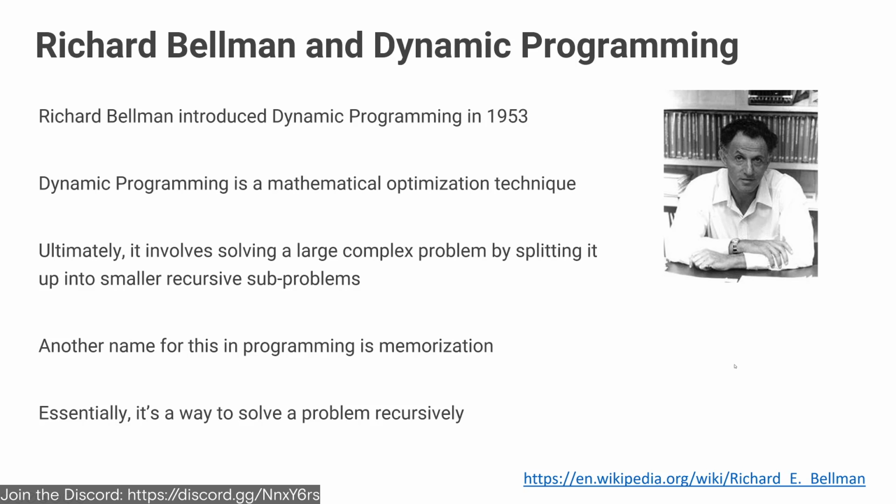So first, let's talk about Richard Bellman. Richard Bellman introduced this concept of dynamic programming back in 1953. He was an applied mathematician and had a really big impact, obviously in applied mathematics as well as computer science. Dynamic programming, just like we talked about a second ago, takes a very large, complex, hairy problem and solves it by splitting it up into smaller recursive subproblems that can each individually be solved more easily. And if this is done correctly, they will compound into a solution for the larger whole.